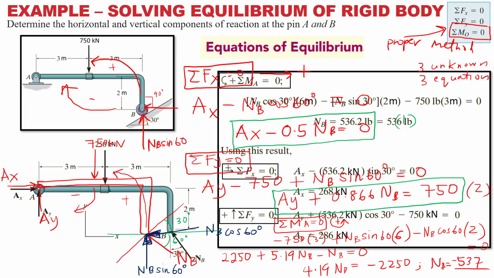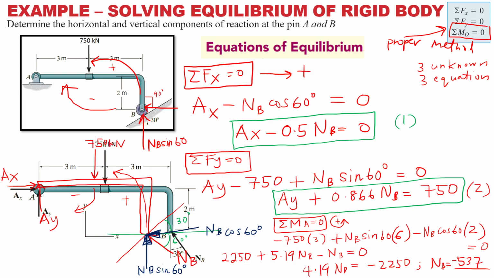NB cos 30. Is the value right? Is there anything wrong? Is this 2250 correct? This is negative, right? See, when your calculations are messy, you tend to make mistakes. This becomes a positive. This one's a negative here, right? Negative 2250 brings over there.